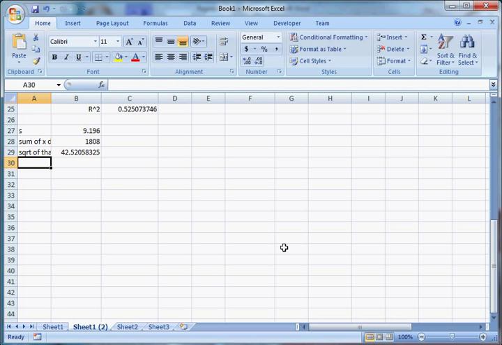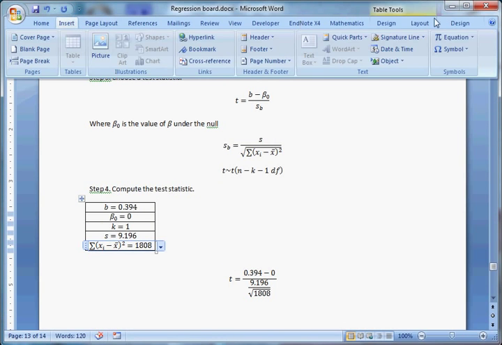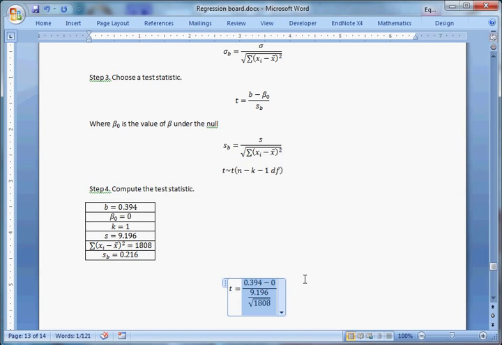That's 42.52, and we want to divide that just to get S sub B. It's got to be 9.196 divided by 42.52, 0.216. So you want to write that down. You can do that here. S sub B equals 0.216. So that this turns into 0.394 over 0.216. We want to calculate what that is.